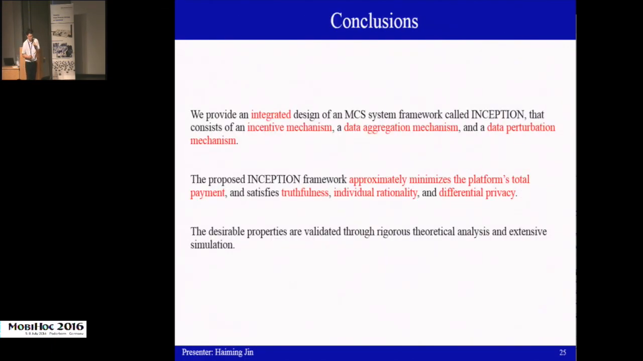So in conclusion, what we do in this work is provide an integrated design of a mobile crowd sensing system framework called Inception that consists of an incentive mechanism, a data aggregation mechanism, and a data perturbation mechanism. The proposed framework can approximately minimize the platform's total payment, and it can also satisfy truthfulness, individual rationality, and differential privacy. These desirable properties are validated through rigorous theoretical analysis and extensive simulations.